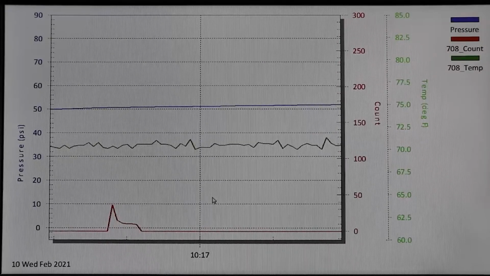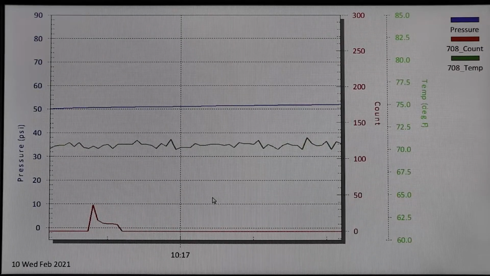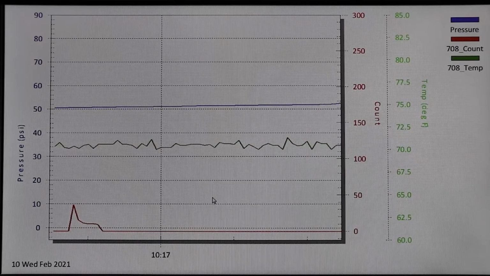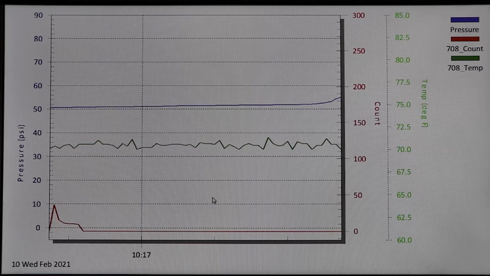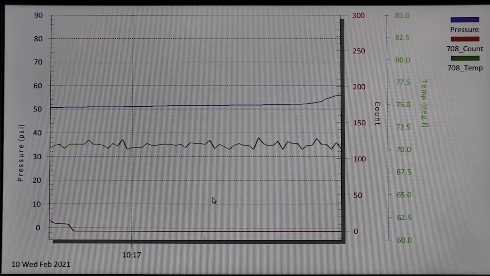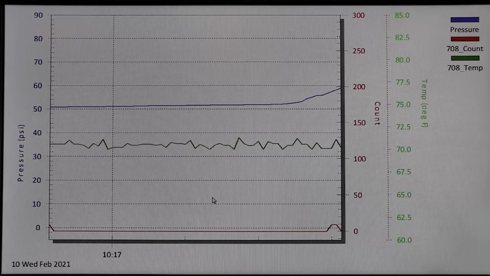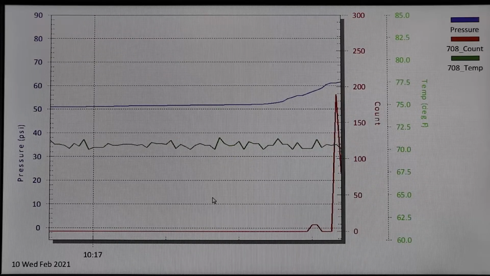Illustrated in this graph is a real-time example of an overpressure event on a system using a pressure relief valve with an acoustic transmitter. On the vertical axis, you will see the system pressure referenced by a blue line, the temperature referenced by a green line, and the transmitter's acoustic count indicated in red. The horizontal axis represents time elapsed.